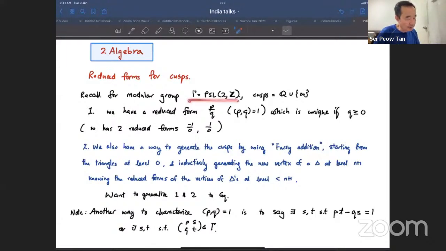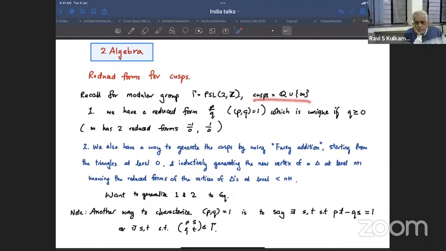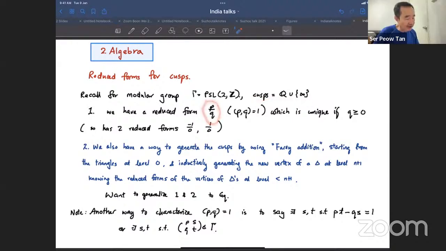For the modular group, the set of cusps is all of the rational numbers. And then if I have a rational number, then there's a reduced form, right? That means the GCD of p and q is equal to 1. And if we normalize further to make q greater than or equal to 0, then the reduced form is unique. Well, of course, infinity has sort of two reduced forms.